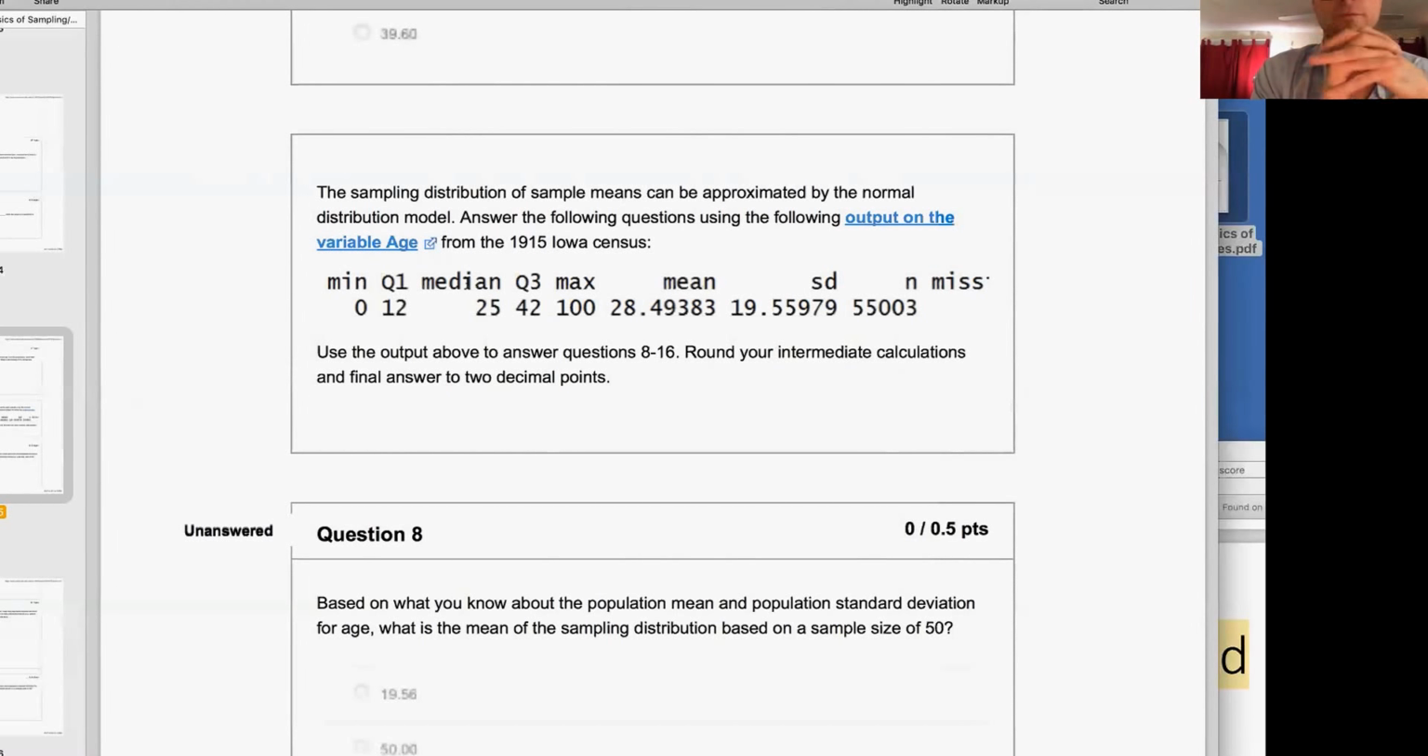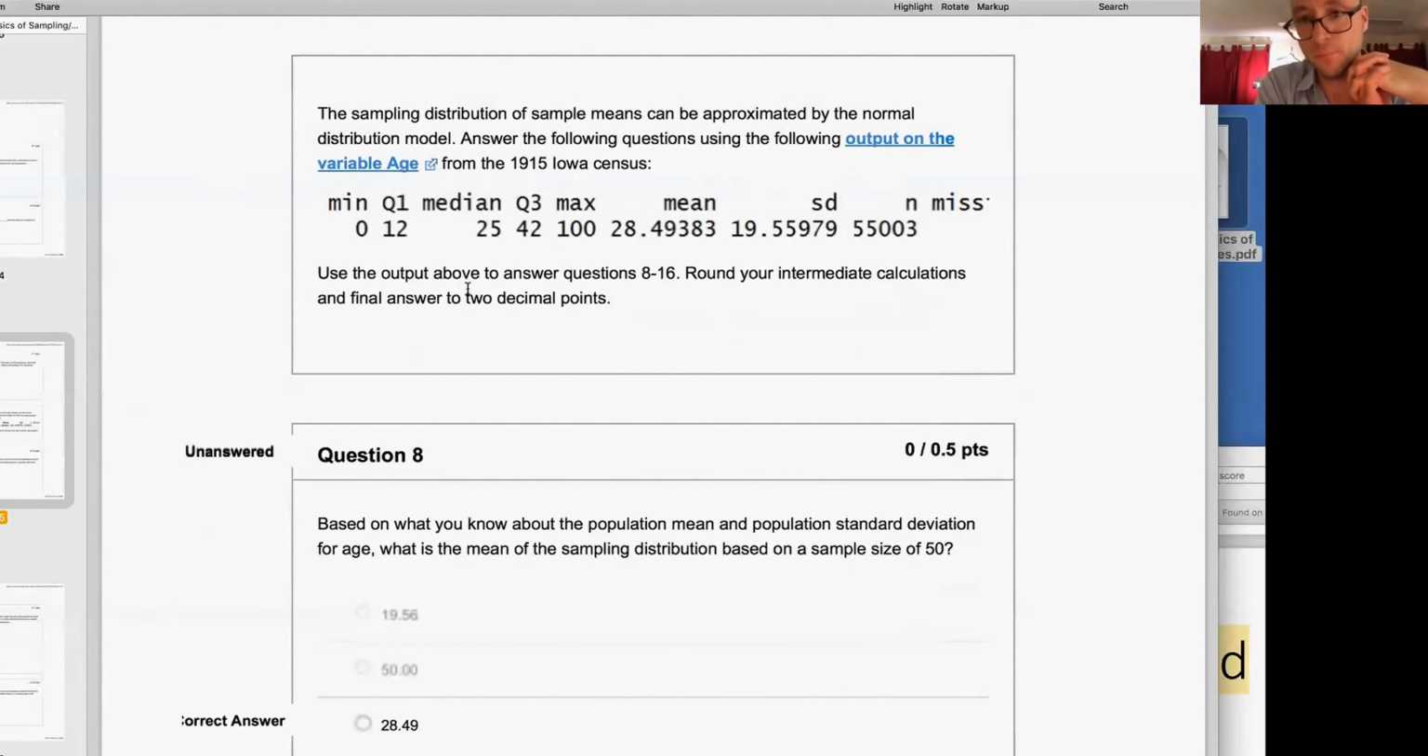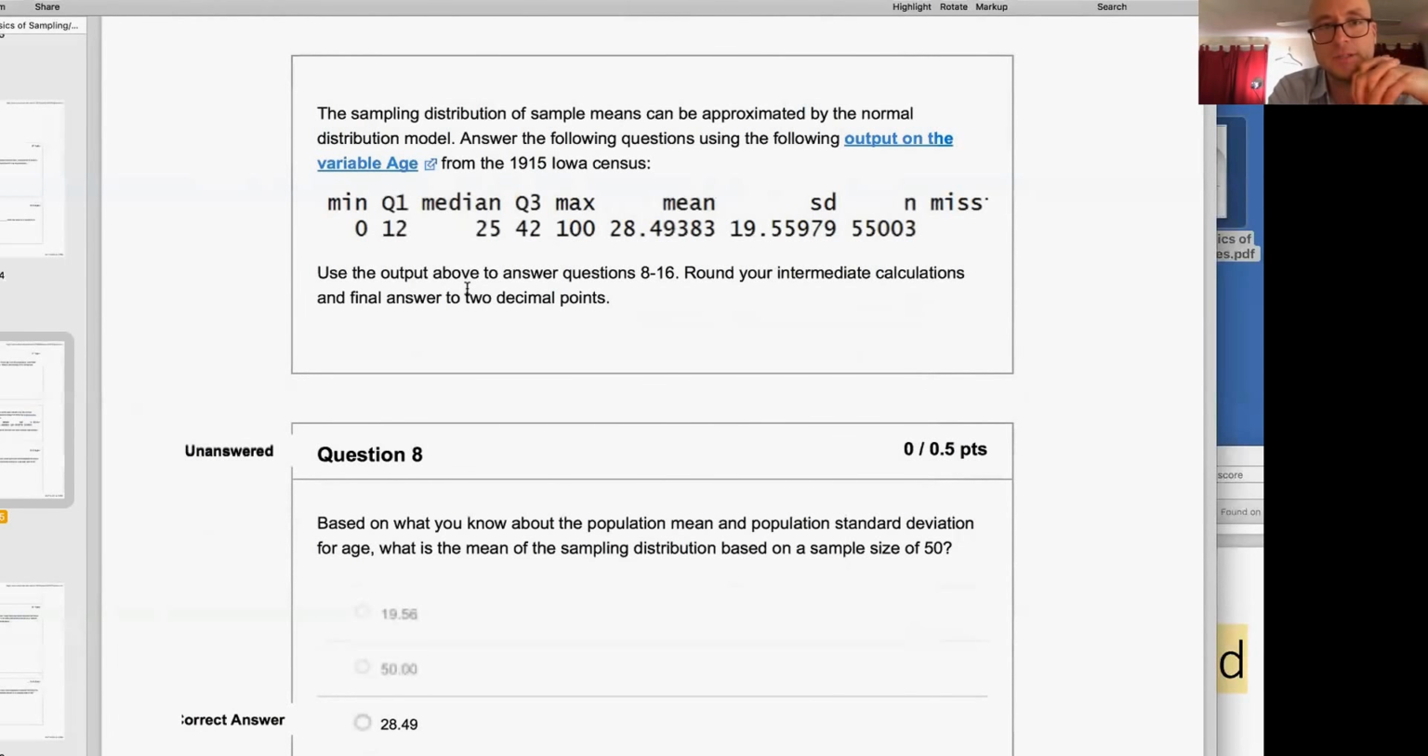So for question 8, we prompt you to look at the output. The sampling, and we describe the output. The sampling distribution of sample means can be approximated by the normal distribution model. Again, as a reminder, this is not normal in any kind of normative or ethical sense. It's just a conventional term to describe the bell curve, the type of shape.